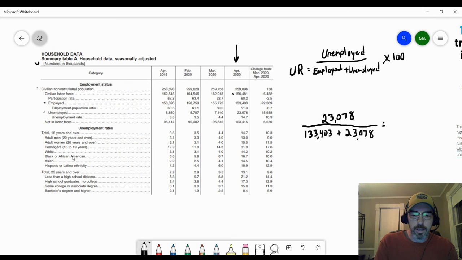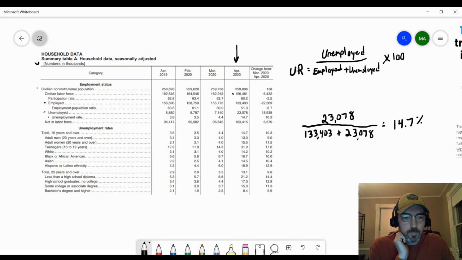So I'll go ahead and grab my calculator again, get ready to do this. 23,078 divided by 133,403 plus 23,078. And I get 0.147, which times 100 equals 14.7%.